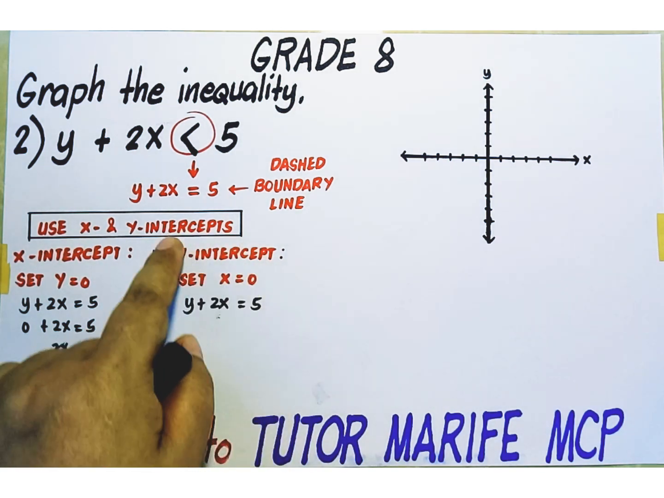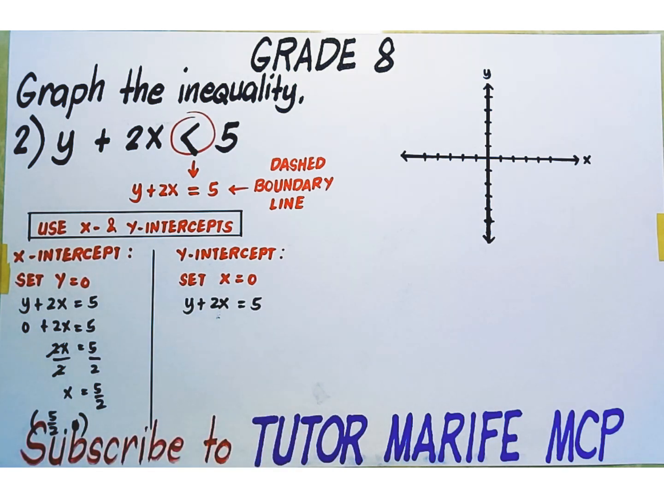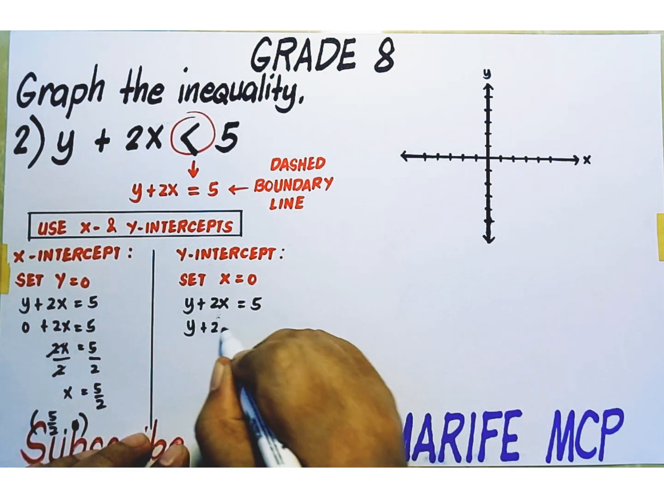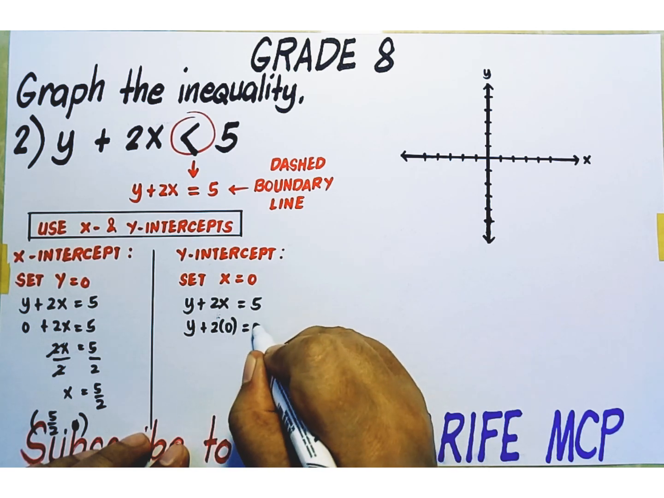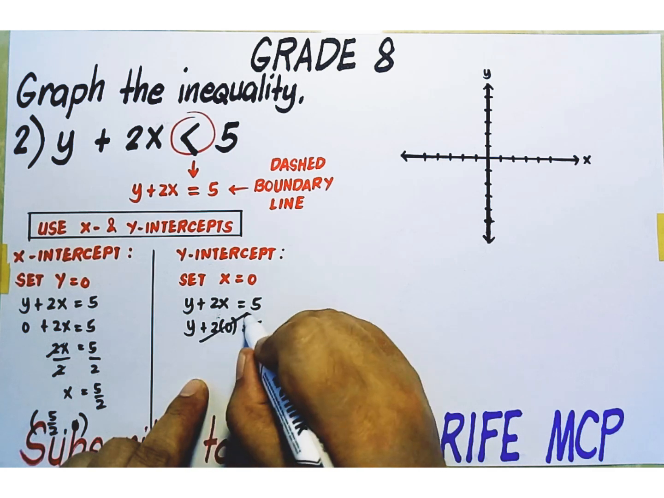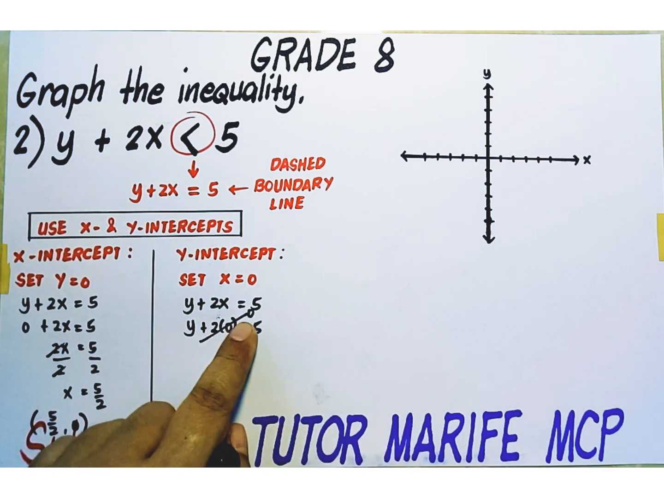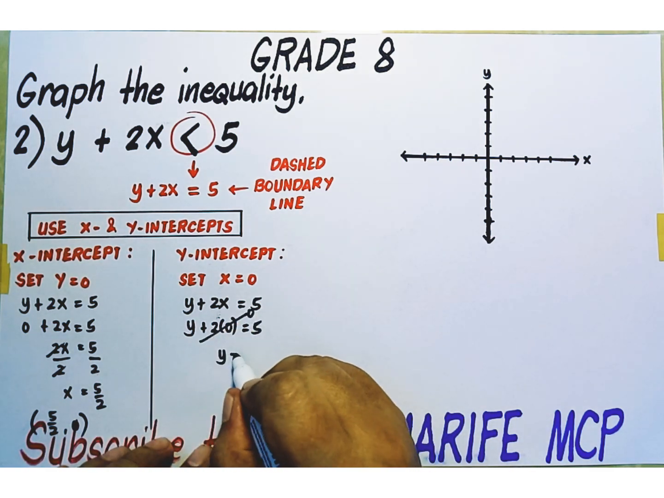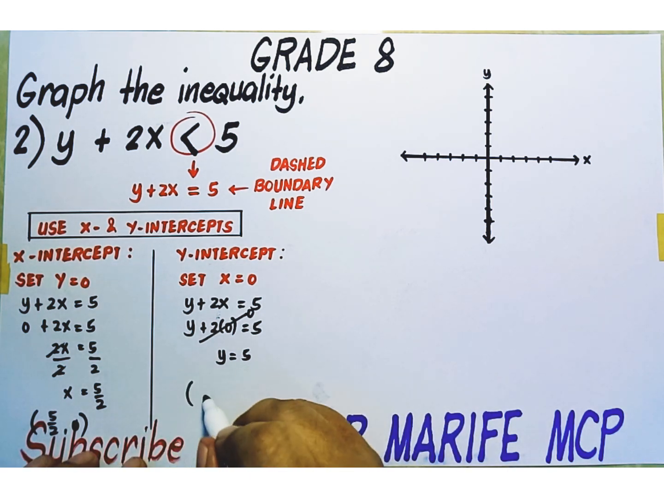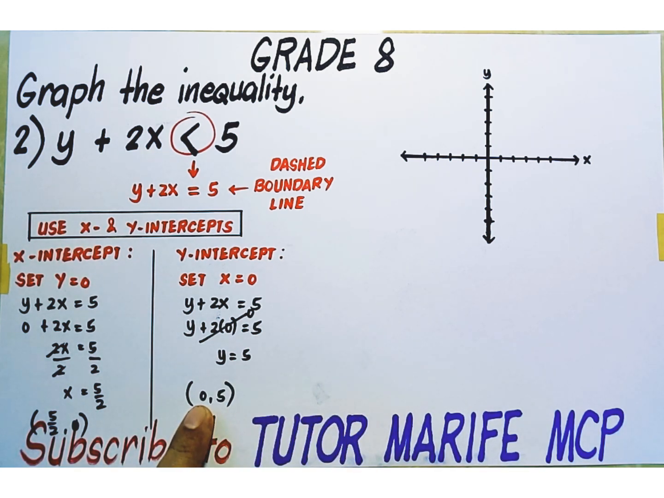To solve for the y-intercept, we set x to 0, then solve for y. Y plus 2 times 0 equals 5. Any number multiplied by 0 is always equal to 0. Y plus 0 is equal to y. Therefore, y is equal to 5. Our y-intercept is at 0, 5. The x-coordinate is 0. The y-coordinate is 5.